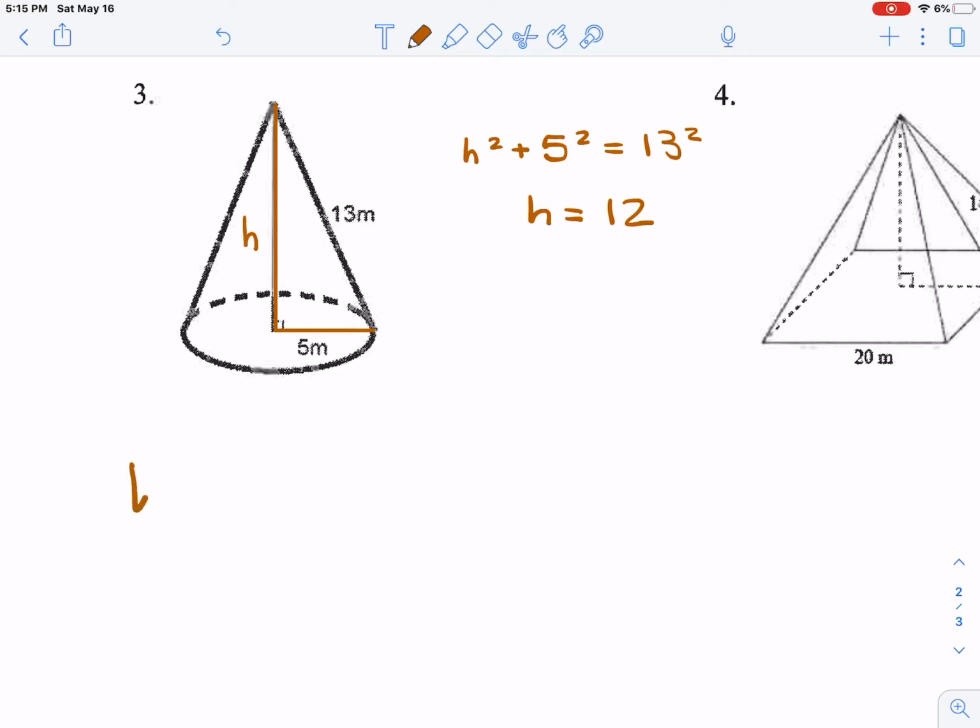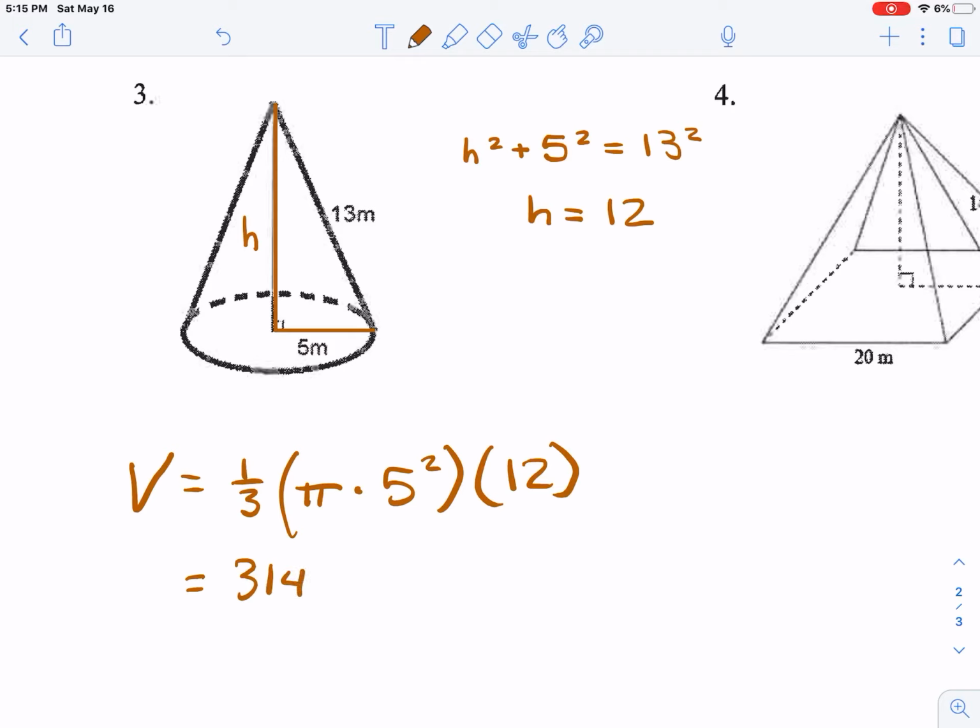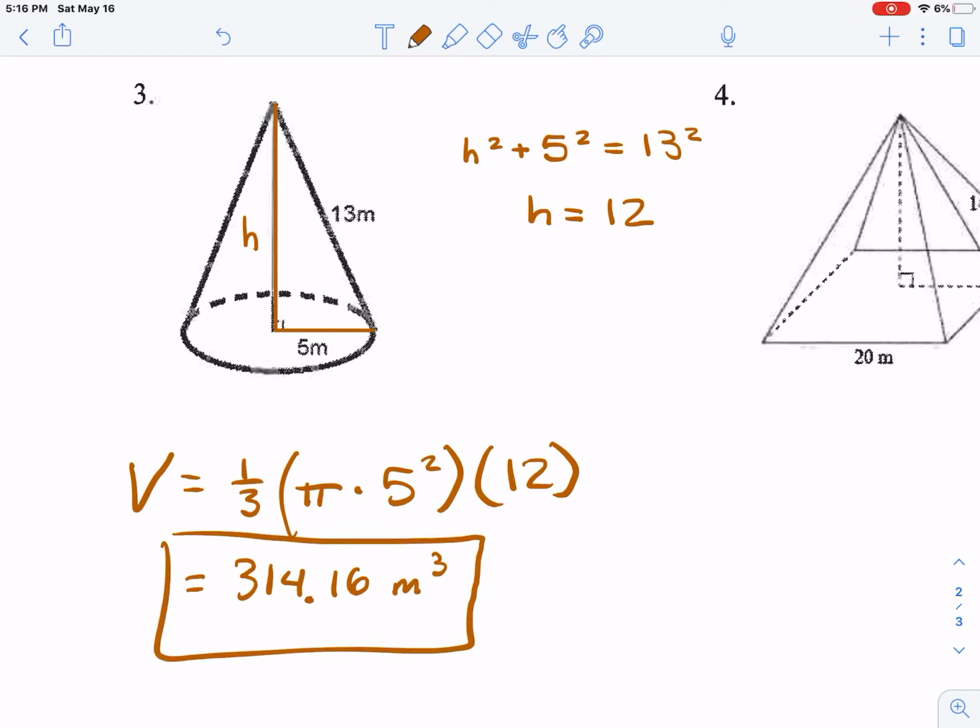So for our volume here, we're going to get 1/3, don't forget, times the area of our base, so pi r squared, so pi times 5 squared, and then times our height, which we just found to be 12. So once you have all that written down, go ahead and plug that in your calculator. You should get 314.16. And then again, make sure you have your units, meters cubed. Okay? So this froze again, hold on.